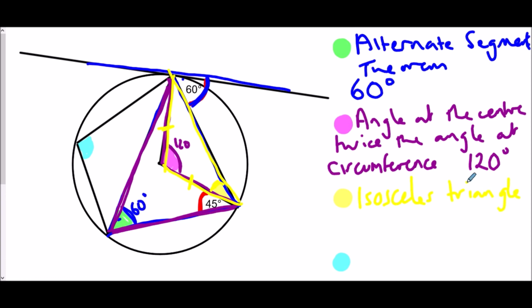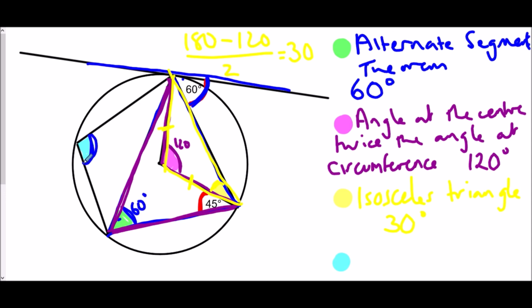And so if this angle is 120, I'll take that away from 180, and then I will halve it. So 180 take away 120 is 60, over 2 means that each angle must be 30 degrees. And then we have a final question. We want to know the size of the blue angle.